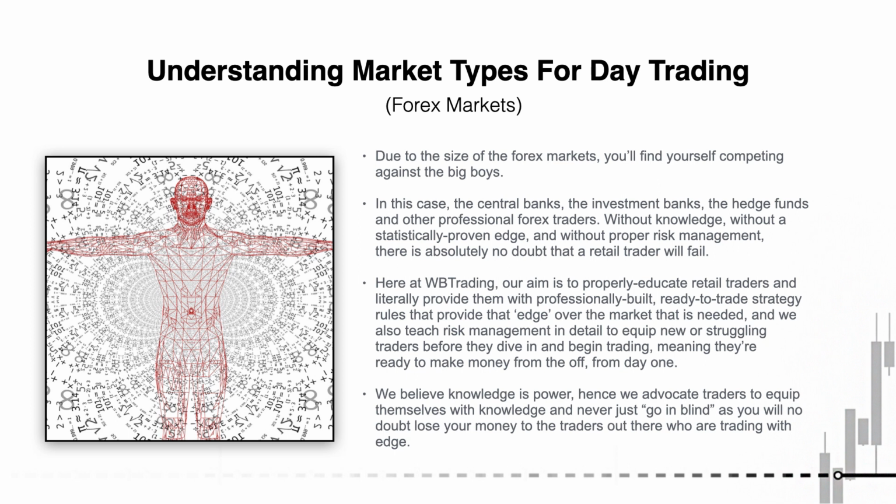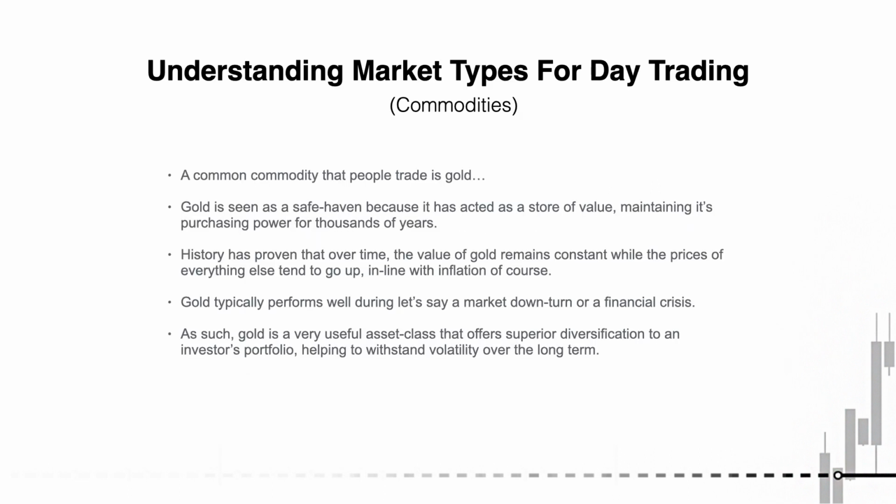Next, let's also cover the commodities markets. A common commodity that people trade is of course gold. Gold is seen as a safe haven because it's acted as a store of value, maintaining its purchase power for, well, thousands of years. History has proved that over time, the value of gold remains constant, whilst the prices of everything else tend to go up in line with inflation. Of course, gold typically performs really well during, let's say, a market downturn or a financial crisis, and as such, gold is a very useful asset class that offers superior diversification to an investor's portfolio, helping to withstand volatility over the long term.